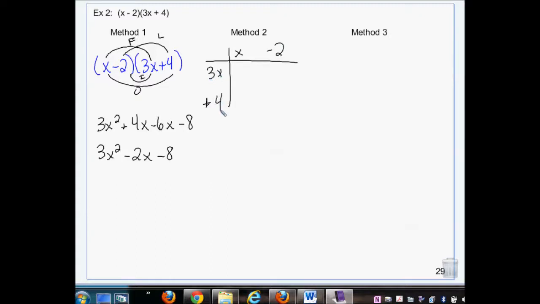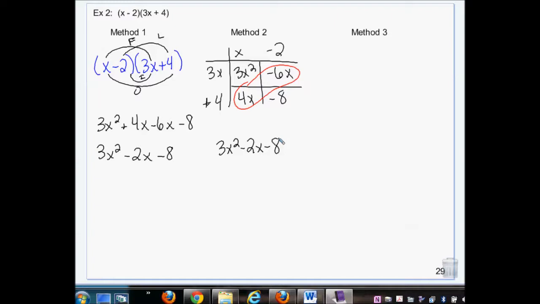So x minus 2, 3x plus 4. 3x times x is 3x squared. 3x times negative 2 is negative 6x. 4 times x is 4x. And 4 times negative 2 is negative 8. Again, our like terms are nice and pretty and line up on diagonals for us. So I get 3x squared minus 2x minus 8.